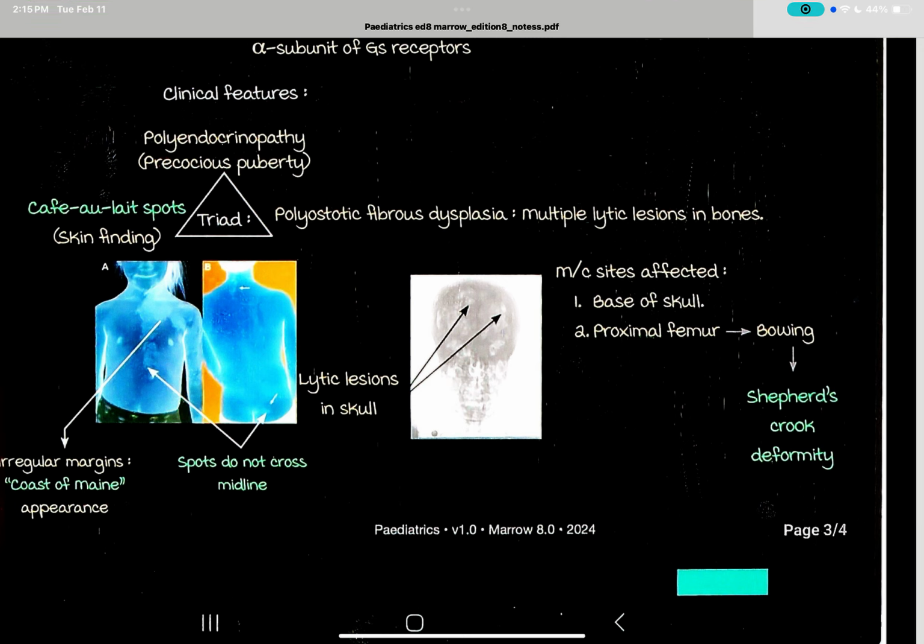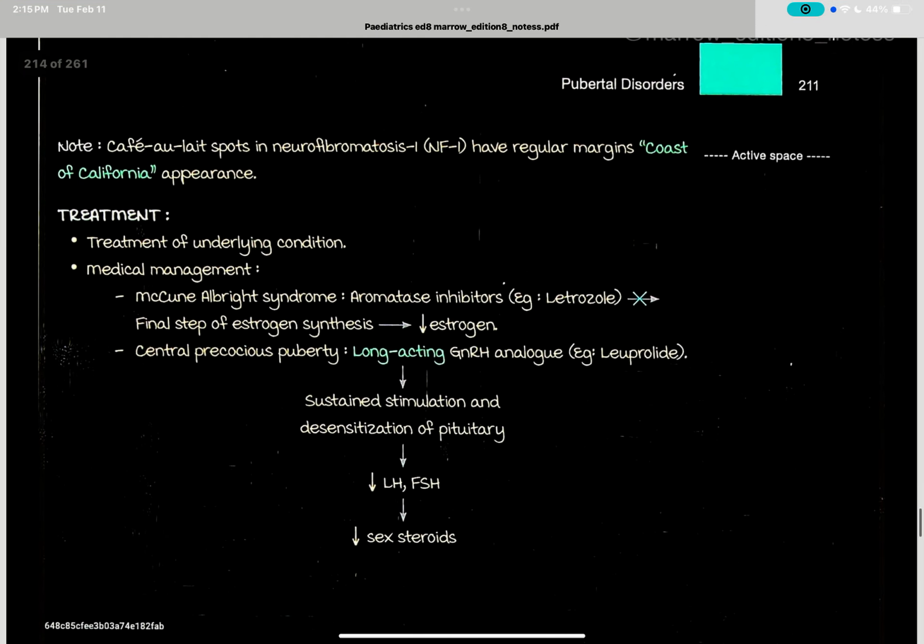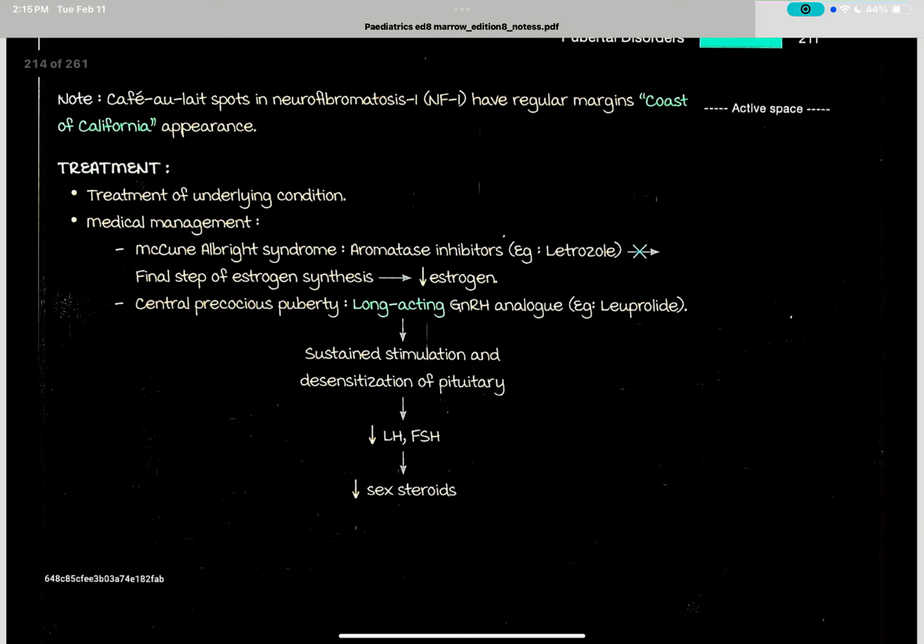The café au lait spots have a coast of Maine appearance, with irregular margins, and the spots do not cross the midline. There are lytic lesions in bone. Most commonly affected sites are the base of the skull and proximal femur, with bowing causing shepherd's crook deformity. Note that café au lait spots in neurofibromatosis NF1 have regular margins, a coast of California appearance. Treatment is of the underlying condition.